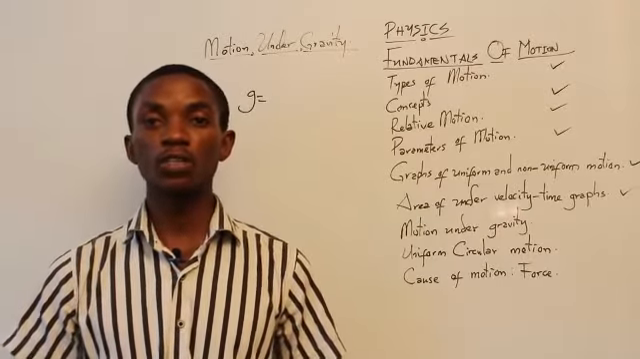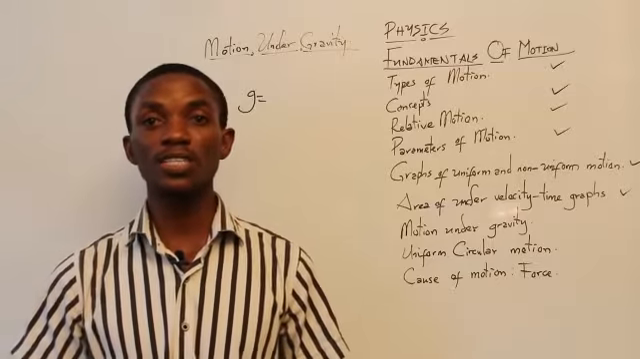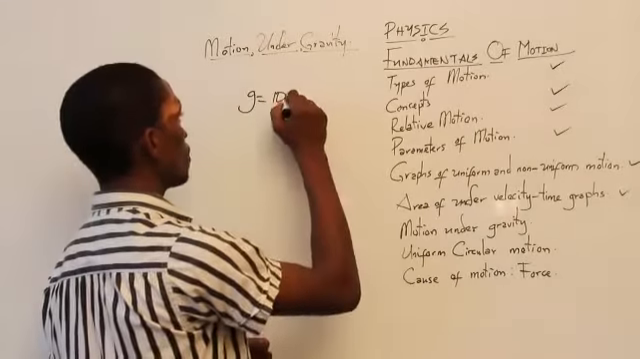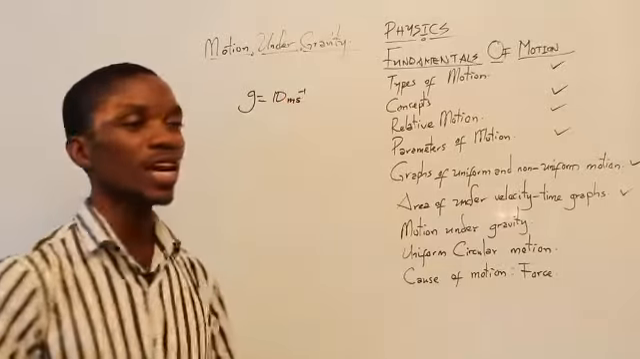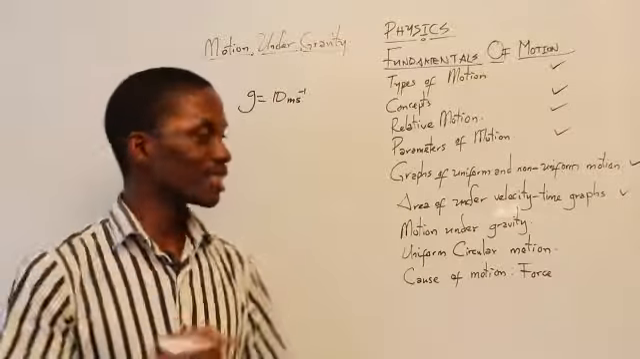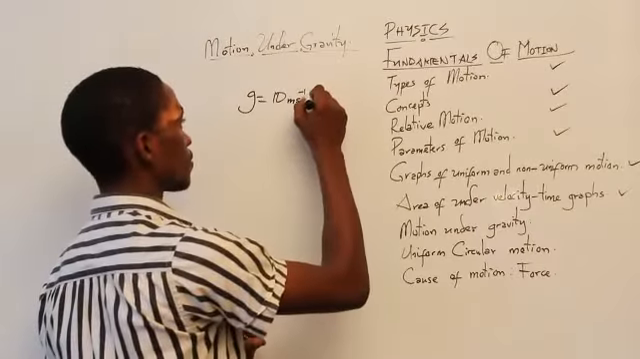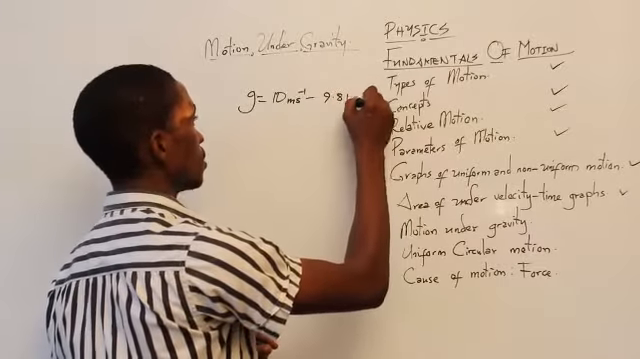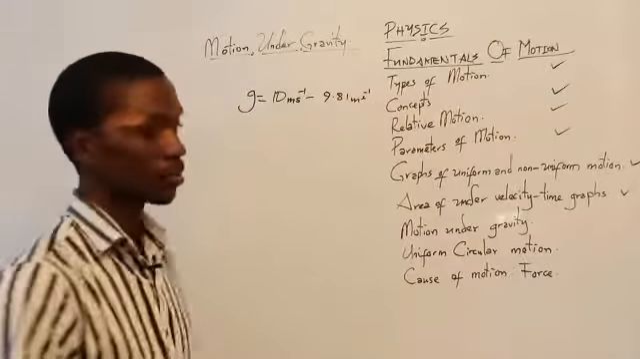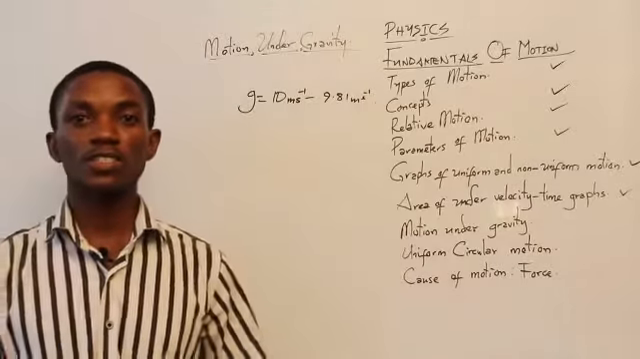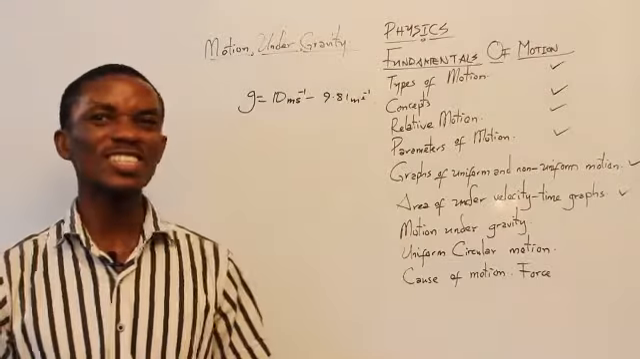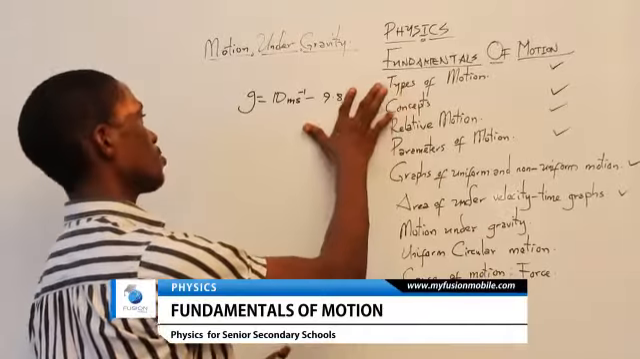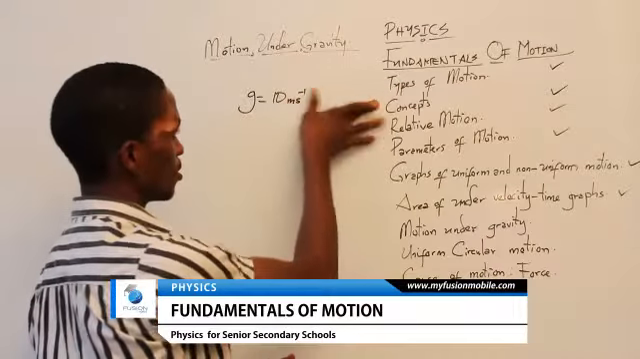The gravitational pull on the Earth ranges between 10 meters per second squared, which is usually accepted generally, and about 9.81 meters per second squared. For the purpose of these classes, we'll be taking 10 because it is easier to work with. So let's come to 10. 9.81 also can actually be approximated to 10.